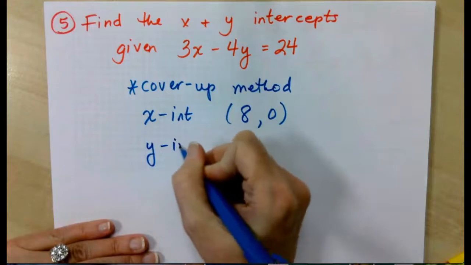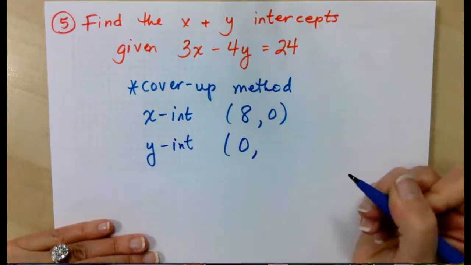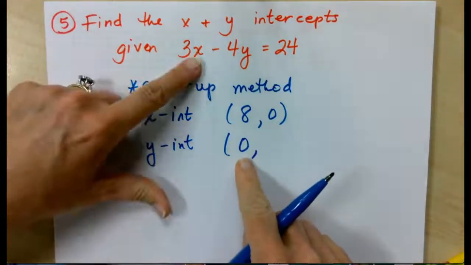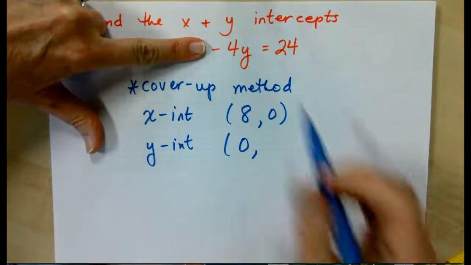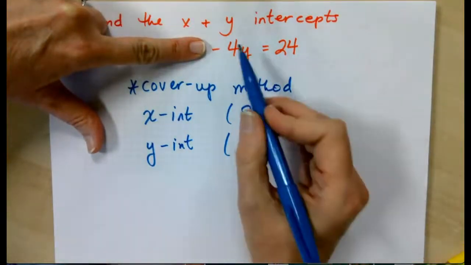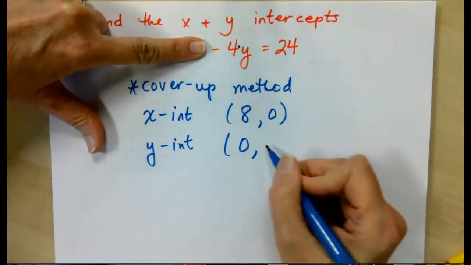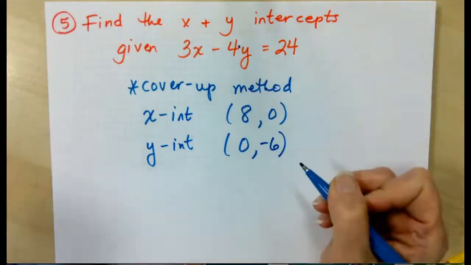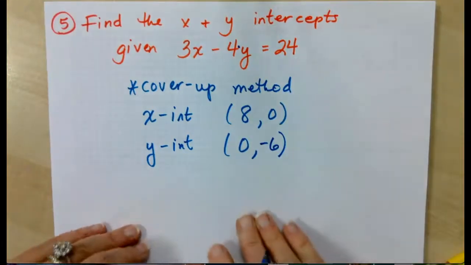If we want to find the y-intercept, we need to let x be 0. And when we let x be 0, it takes away that whole term, leaving negative 4y equals 24. Negative 4 times what number equals 24? That what number is negative 6. And those are the intercepts.